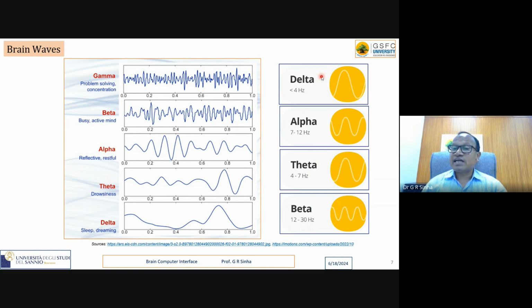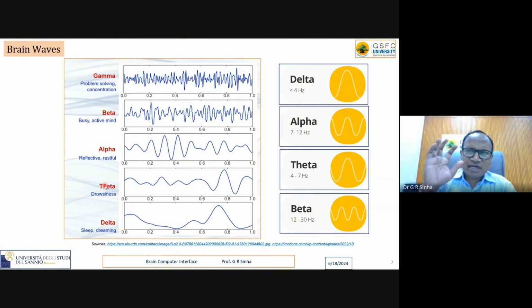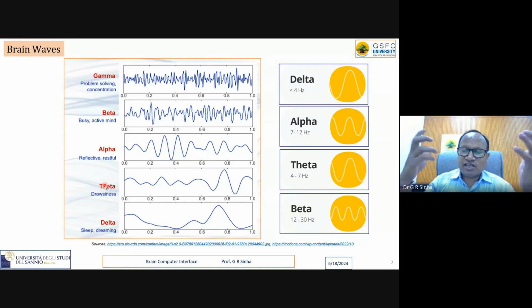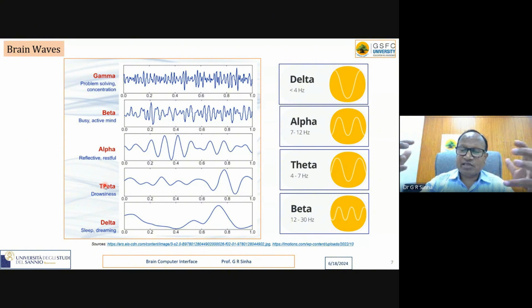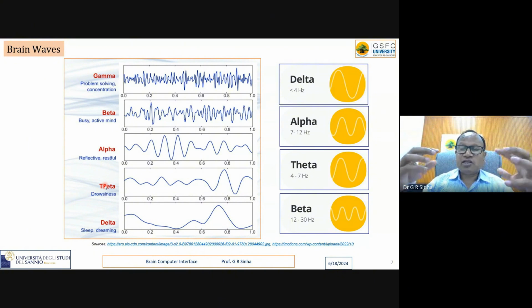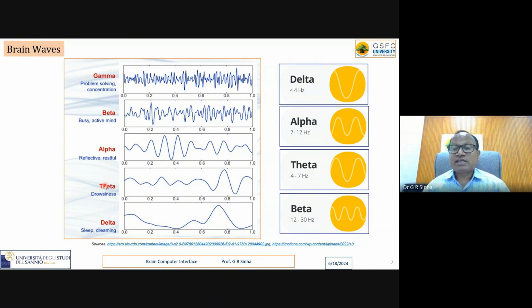Can we correlate with the activities? Look at the delta here. When you are sleeping and dreaming, generally delta signal is studied. Look at theta. Theta is a little higher than delta. Drowsiness: you are not completely sleeping, but you are feeling drowsy. It means you are in a mood that you want to stop doing everything, you want to forget everything, you just want rest. And therefore, the frequency is not very low, but a little higher than delta. I mean, you can clearly understand the difference between delta and theta.